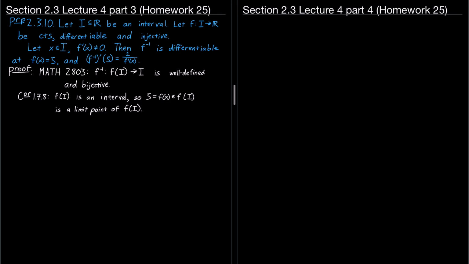What else do we know? We know from proposition 2.3.8 that any continuous one-to-one function on an interval has to be strictly monotonic, either strictly increasing or strictly decreasing.